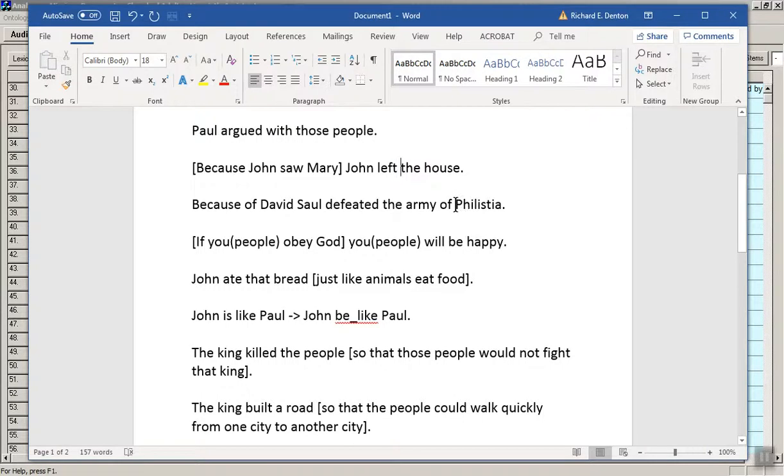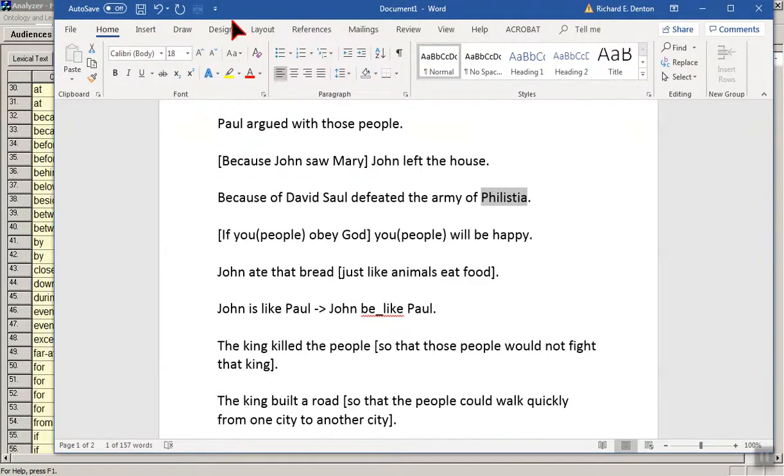And here I note that I didn't say the Philistine army. We try to use the simplest terms possible, so we prefer army of Philistia. Another one we use often is if. So if you people paren, obey God, you people paren will be happy.